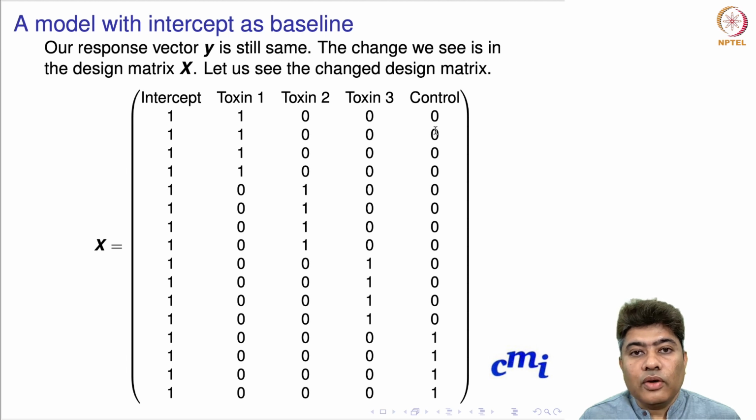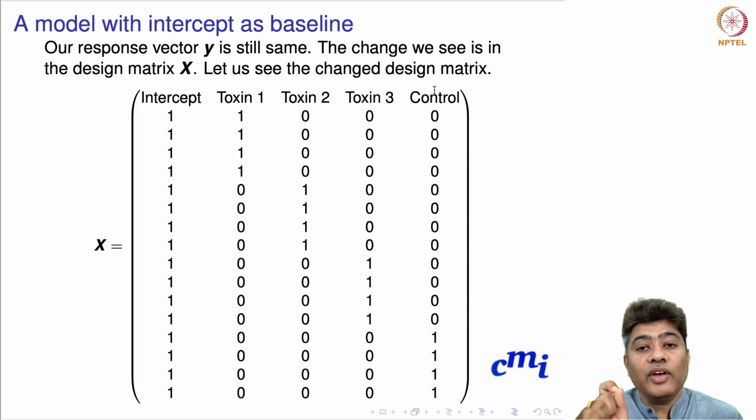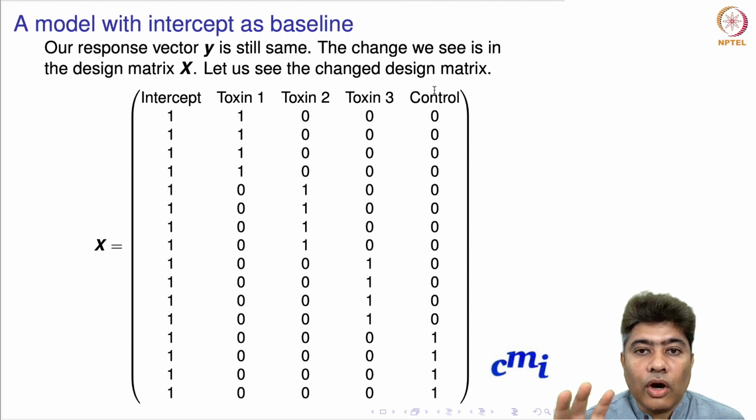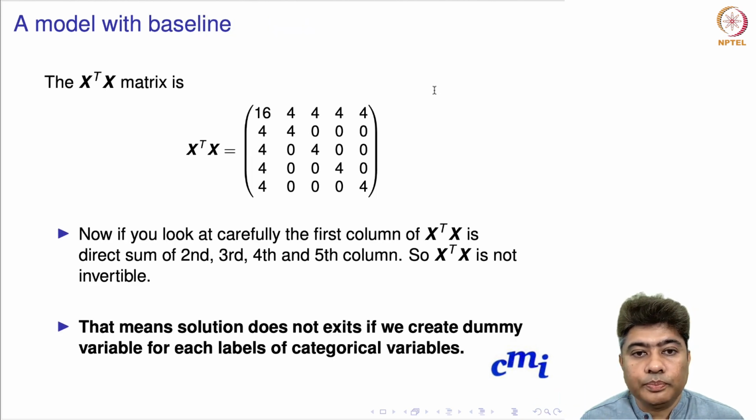In the previous video, we found that if you create a dummy variable for each of the labels of your predictor variable, in this case treatment, it is going to give you trouble. Your design matrix is going to have less than full rank. As a result, your design matrix will not be invertible and you will not have a unique solution.